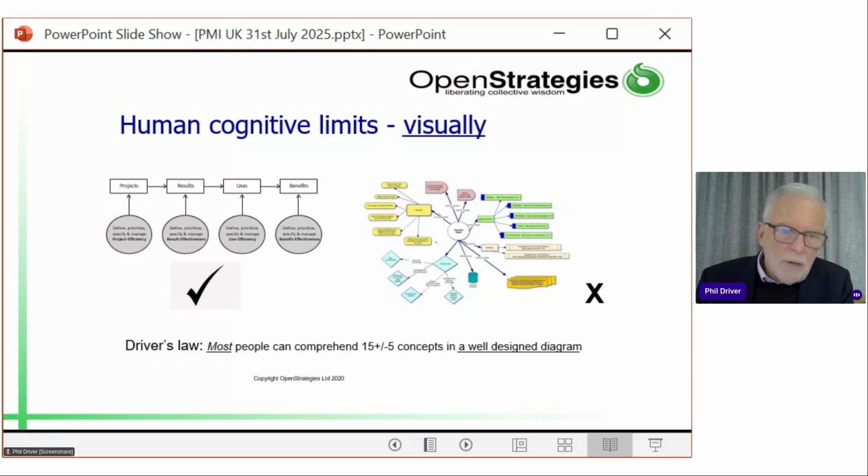So the diagram on the left there, people will have a look at it and try and make sense of it. The diagram on the right, they'll turn the page and go on to the next issue. It's just too complicated. And while everybody on this webinar is probably highly capable, degree qualified, and you probably can cope with that diagram on the right, if you're dealing with hundreds of members of the public, you're wasting your time if you put that sort of diagram in front of them. So we have to keep it really, really simple.